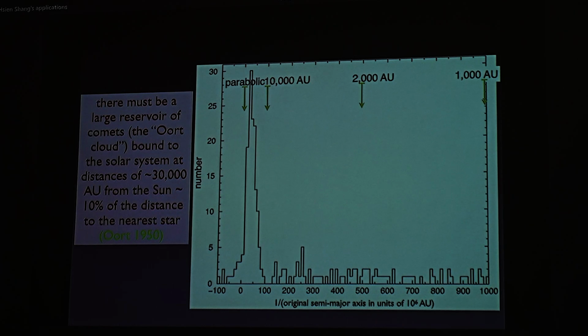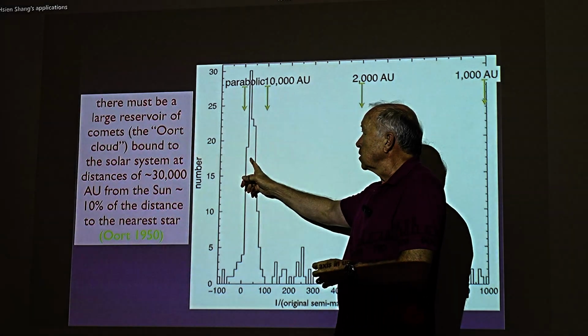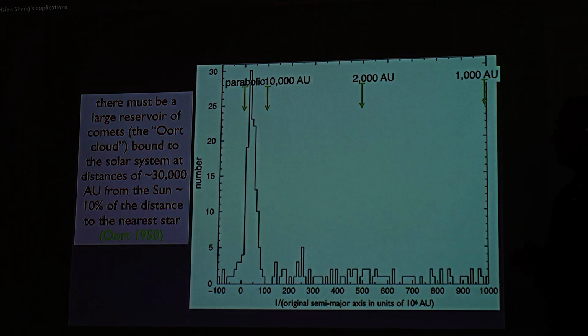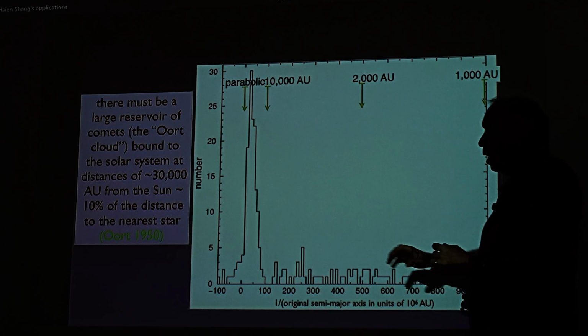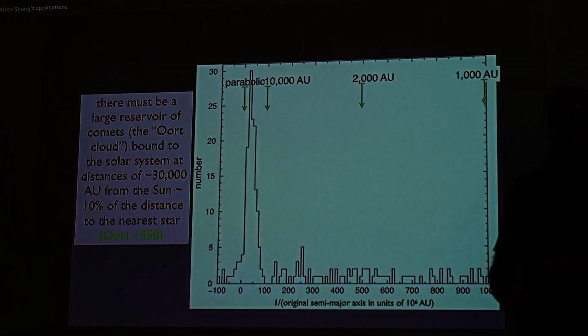The existence of that spike tells you that there has to be a huge reservoir of comets, which has come to be called the Oort cloud, that are bound to the solar system at distances of typically 30,000 astronomical units from the sun, 10% of the distance to Alpha Centauri, and all of which are bound to the sun.